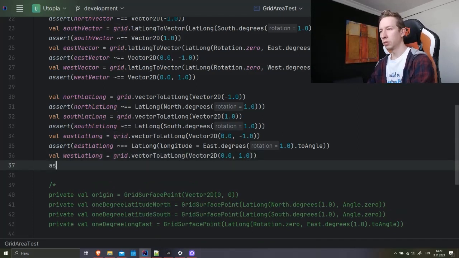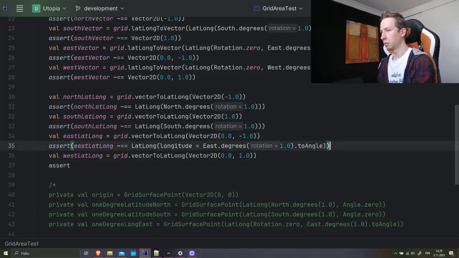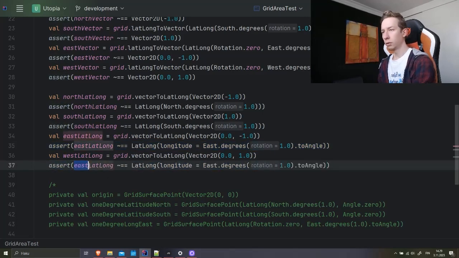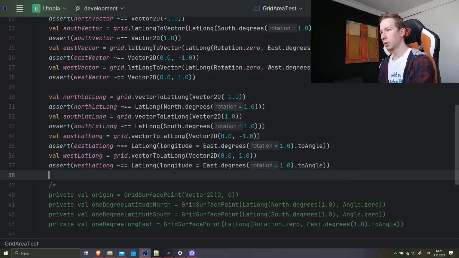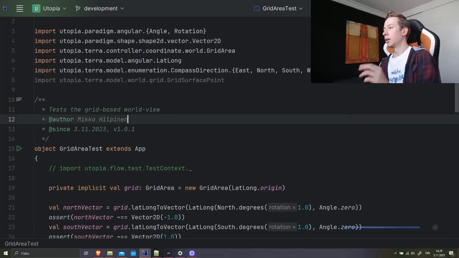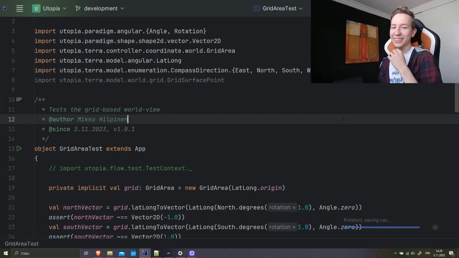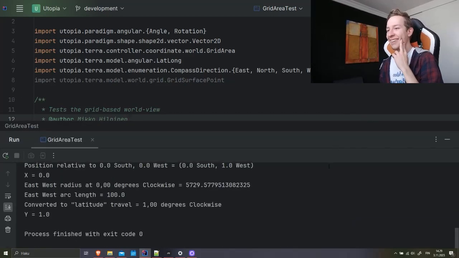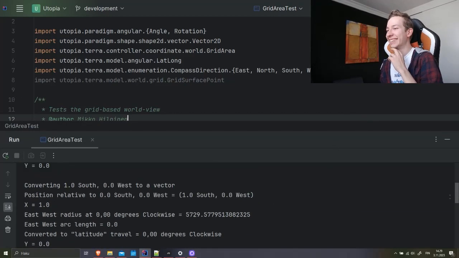Then assert. Let's copy this. West equals west. Okay. Let's try our luck whether we get it first time around or not. Oh wow, we got it. Nice.